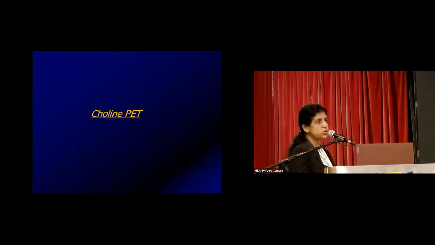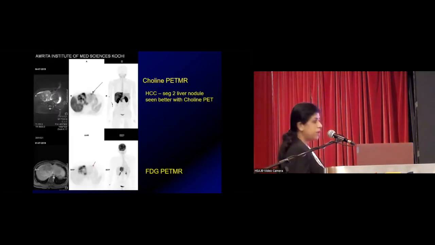So we have access to multiple other radiopharmaceuticals. Here we will be touching upon the choline PET imaging with PET-MR. As we just discussed, FDG can be notoriously negative in low-grade hepatocellular carcinomas. So in those patients, we have undertaken a study to compare both FDG PET-MR along with choline PET. This is one such patient where we found that the segment 2 liver nodule was slightly better appreciated with the choline PET when compared to the FDG. This is the area which we are able to show.